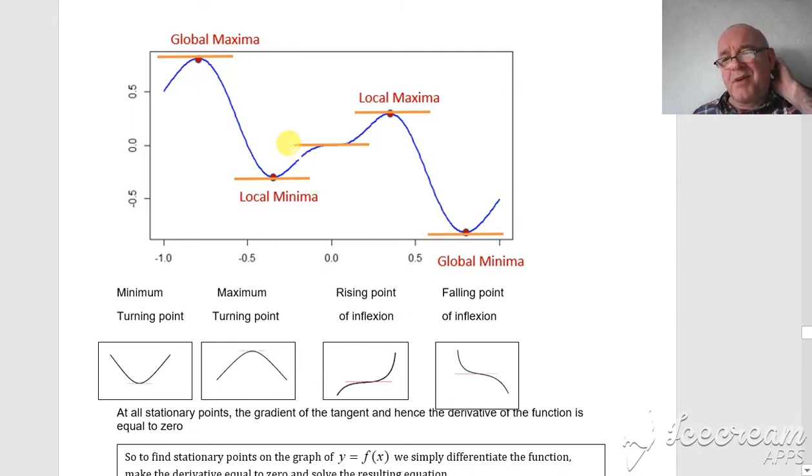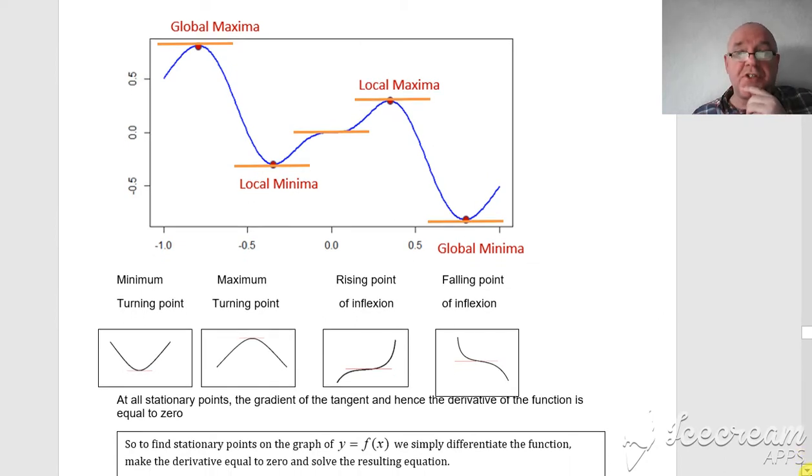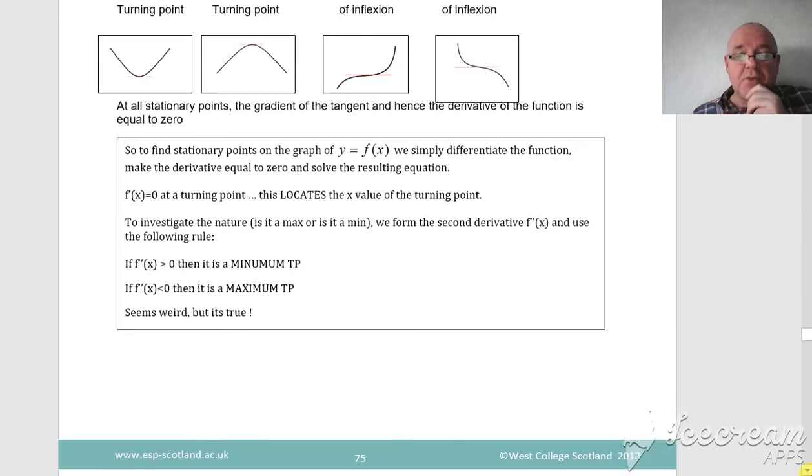Now there's one little problem. We've got this cheeky guy here. That's neither a max or a min, and yet its gradient is 0 at that point, and that's called a point of inflection. We're not really going to bother about that one too much, just be aware that it does exist.